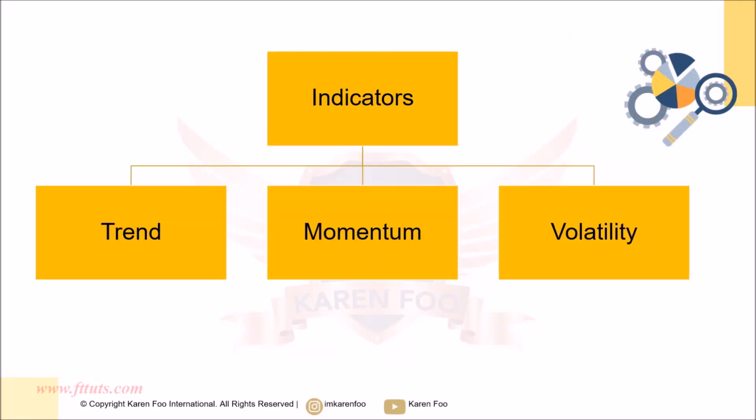Alright, indicators can be classified into 3 types as well. It can be classified into trend indicators, momentum indicators, and also volatility indicators. Now let's go through one by one. The first one is trend indicators.